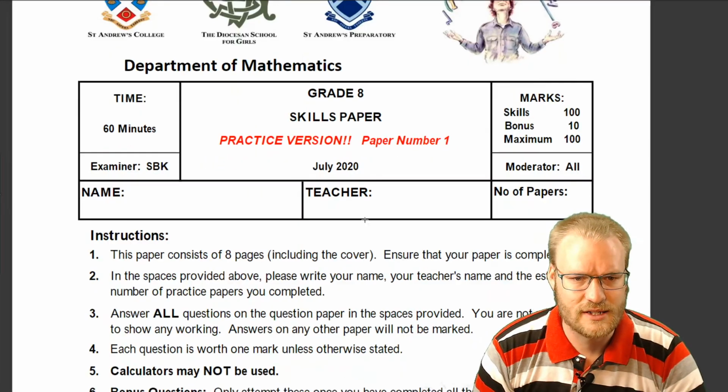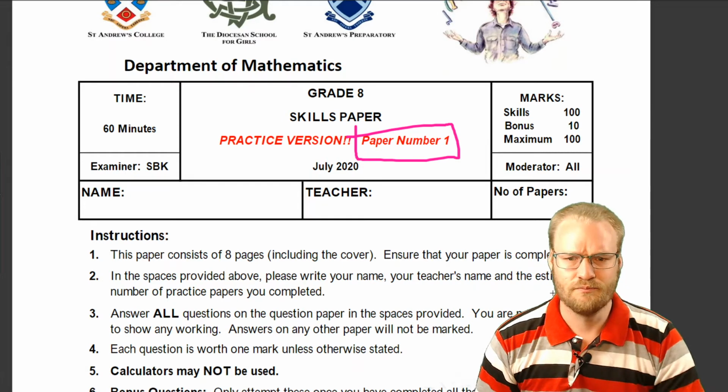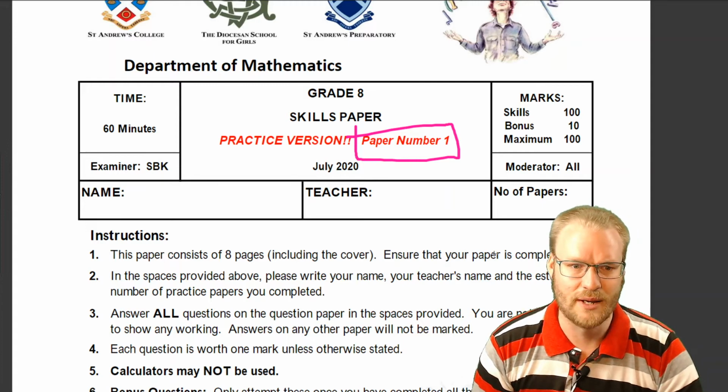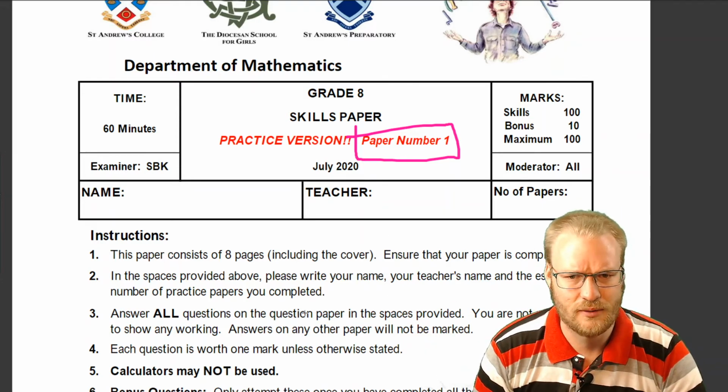So let's say I've got mine here. I notice this says practice paper number 1. So I write down 1 because then I know that I'm on paper number 1. That also means that you don't re-practice the same paper.